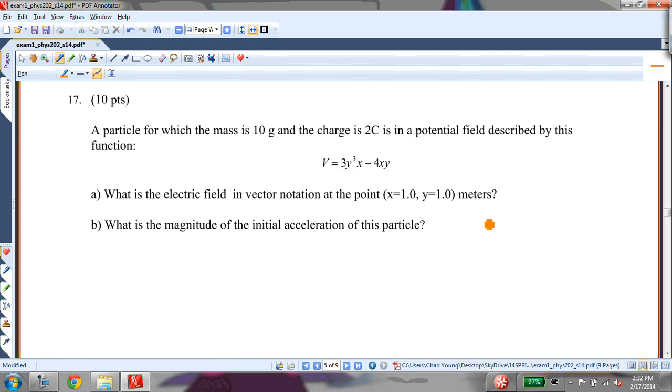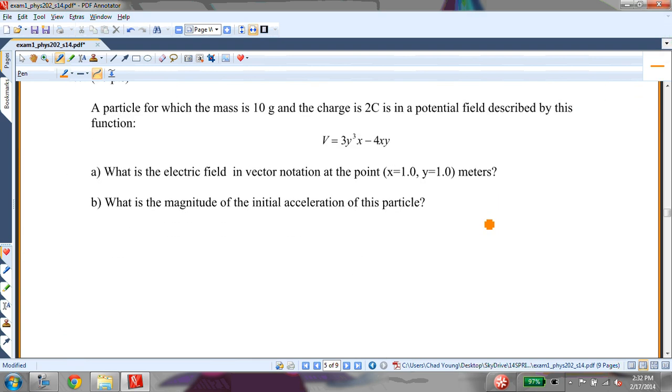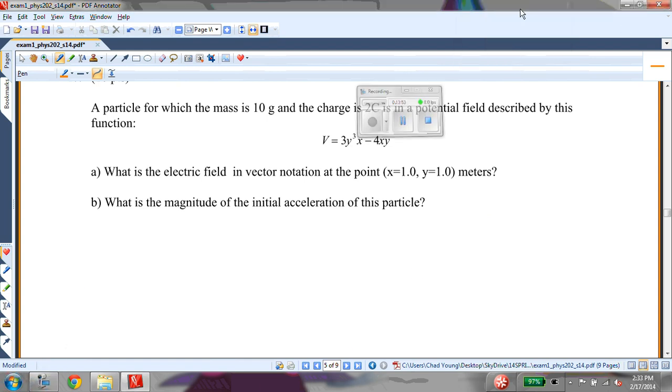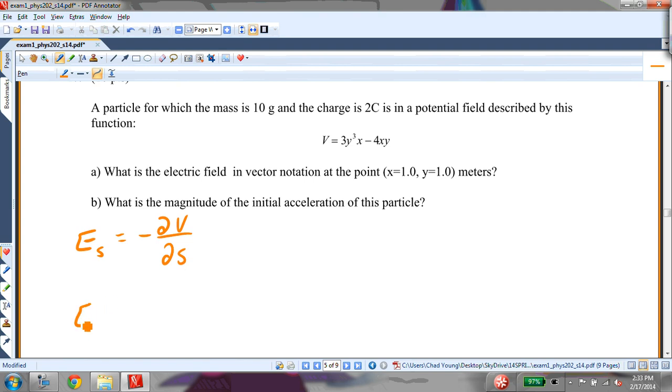All right, a particle of mass 10 grams and charge 2 coulombs is in a potential field described by this function. All right, so I got this function. I want to know the electric field. And remember, the electric field in a particular direction is the negative of the partial of the potential function with respect to that direction. So we only have x and y components here. So let's find our x component, Ex, is going to be negative del del x.